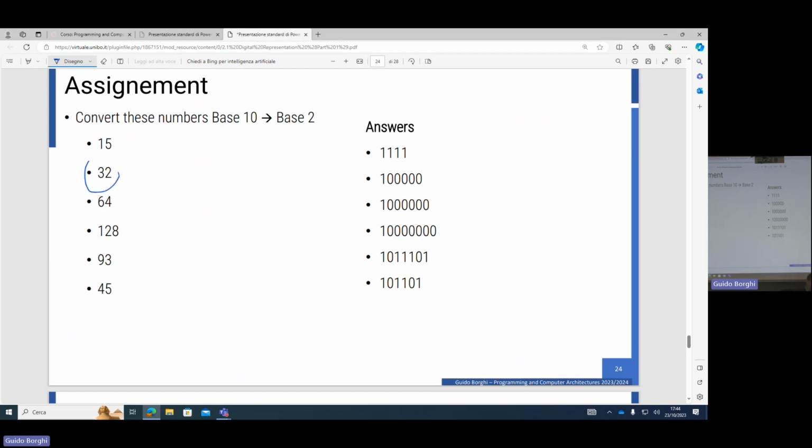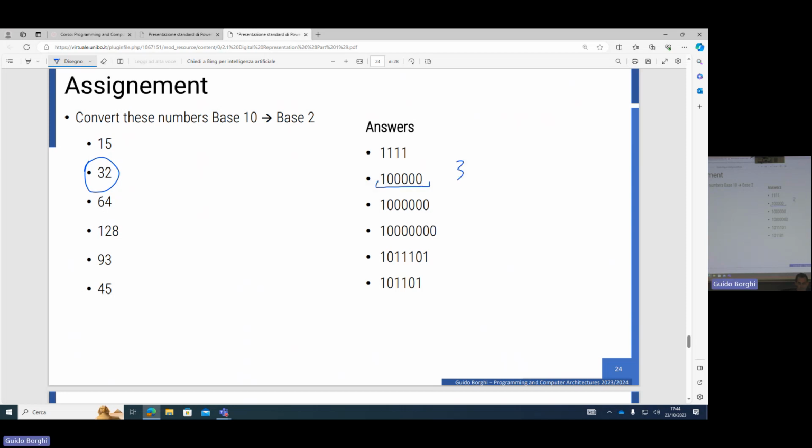For the second, we have 32, so we can apply the table. Also in this case, 32 divided by 2 is 16, remainder 0, 8, remainder 0, 4, remainder 0, 2, remainder 0, and so on. But we can also think that 32 is a power of 2, okay? In particular, I can write only the one that corresponds to the related power of 2. In this case, 0, 1, 2, 3, 4, 5, okay?